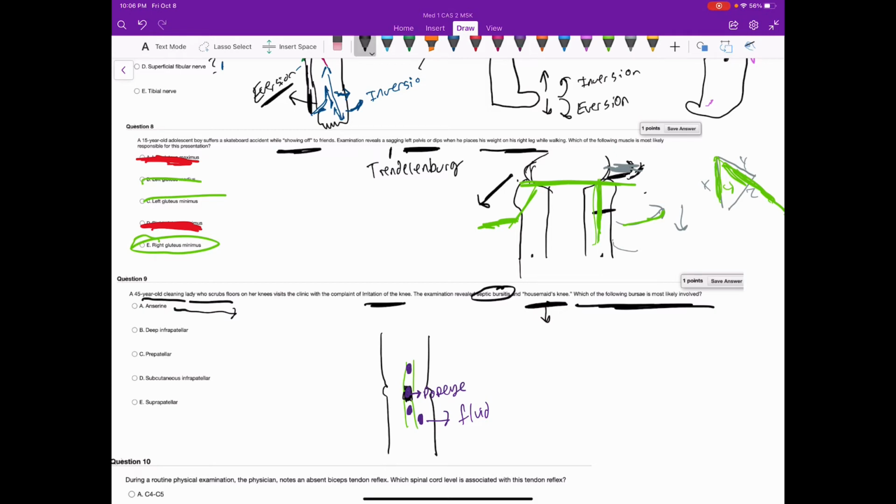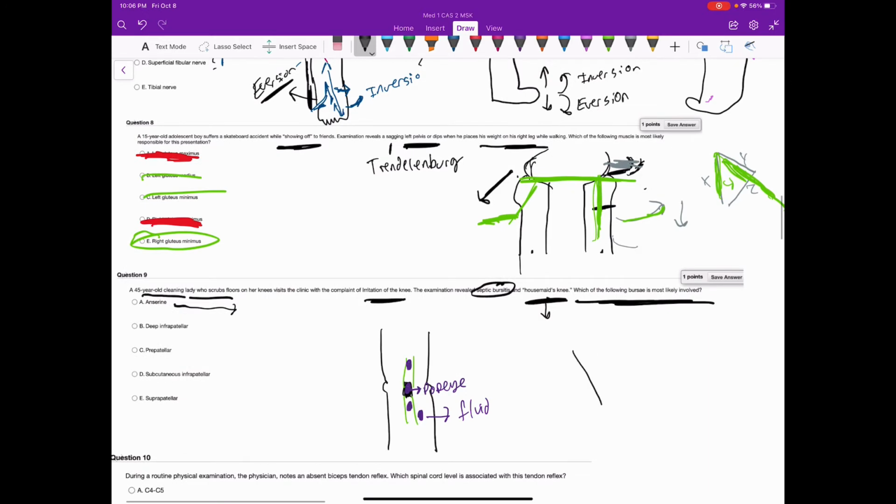When you're kneeling, say this is your leg, right? This is your foot. If you're kneeling, this region is what? Well, this region is going to be rubbed on the ground, and this is going to be your patella. Your patella is on the ground. So your patella is going to be rubbing against the ground, and you're going to cause inflammation. You're not going to cause any fluid buildup on the medial side, so pes anserinus is going to be wrong.